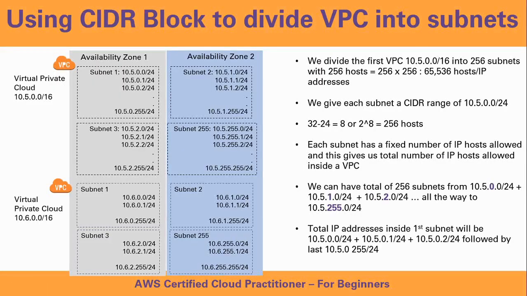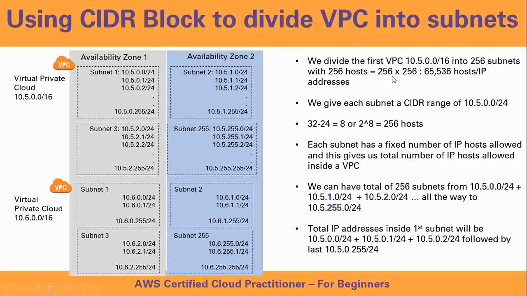This will be used to show how we use the CIDR block to divide our virtual private cloud into subnets. In this diagram over here, I'm using 2 virtual private clouds. This one has an IP address prefix of 10.5.0.0/16, and this one has 10.6.0.0/16. Let's call this VPC A.